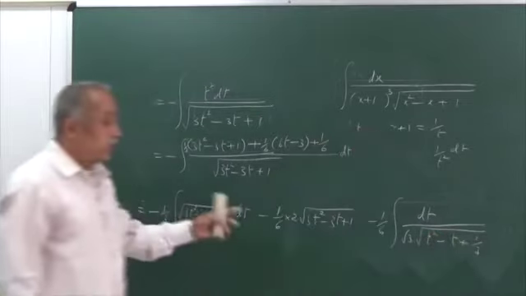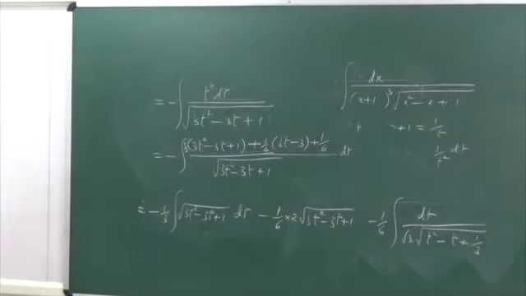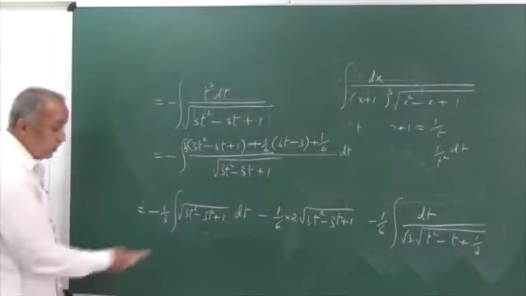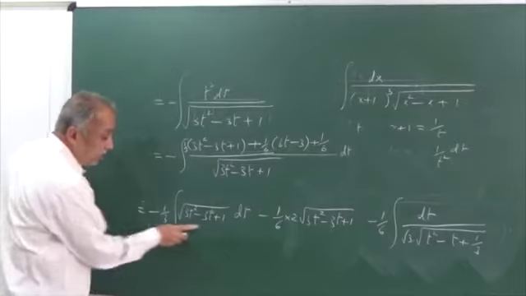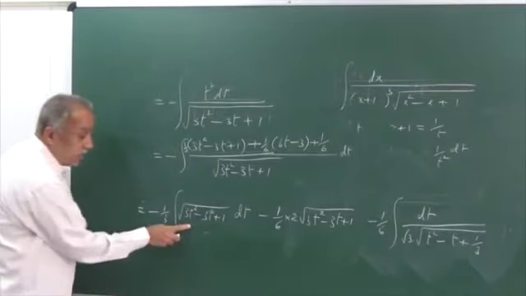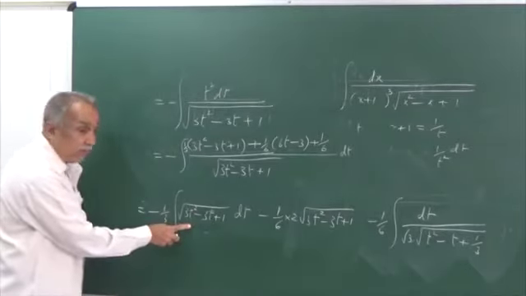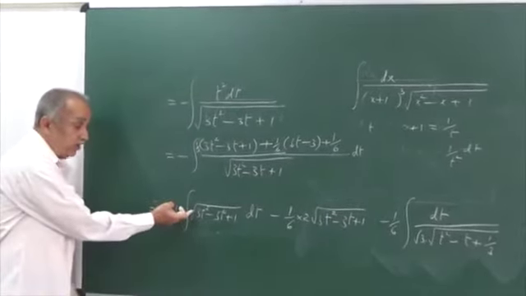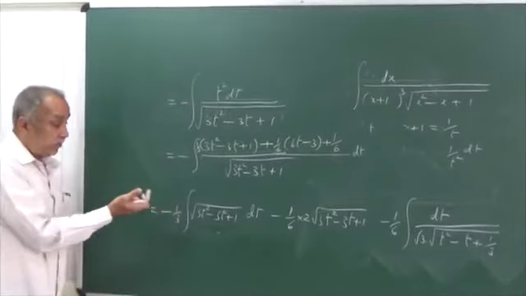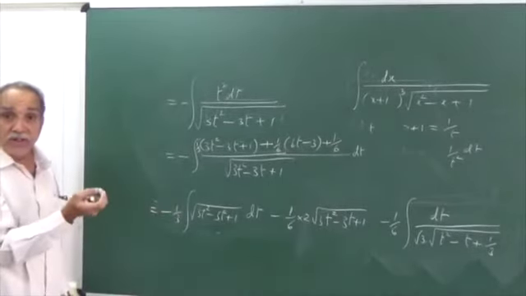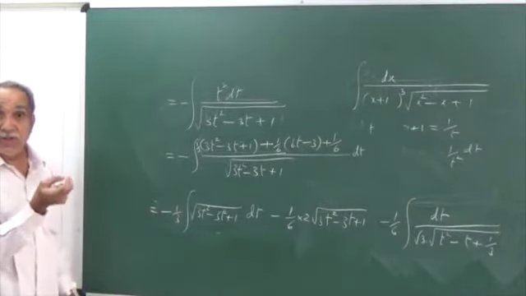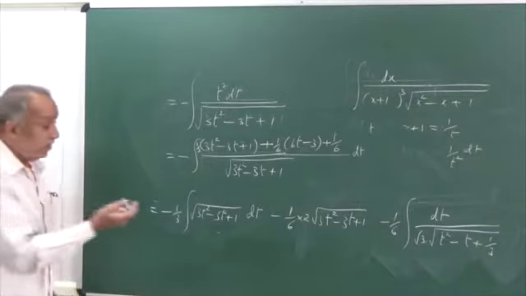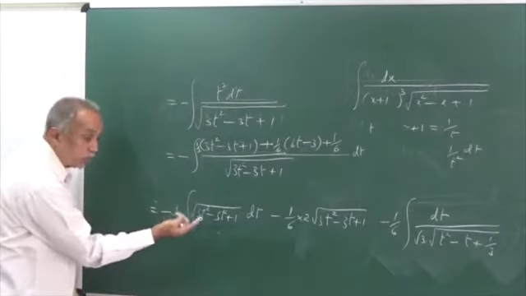It becomes root 3 into root of t square minus t plus 1 by 3. Now, to get this integrated, the method is you have to bring this integrand to a standard form. The standard forms of which are relevant now are root of x square minus a square, root of x square plus a square, and root of a square minus x square.